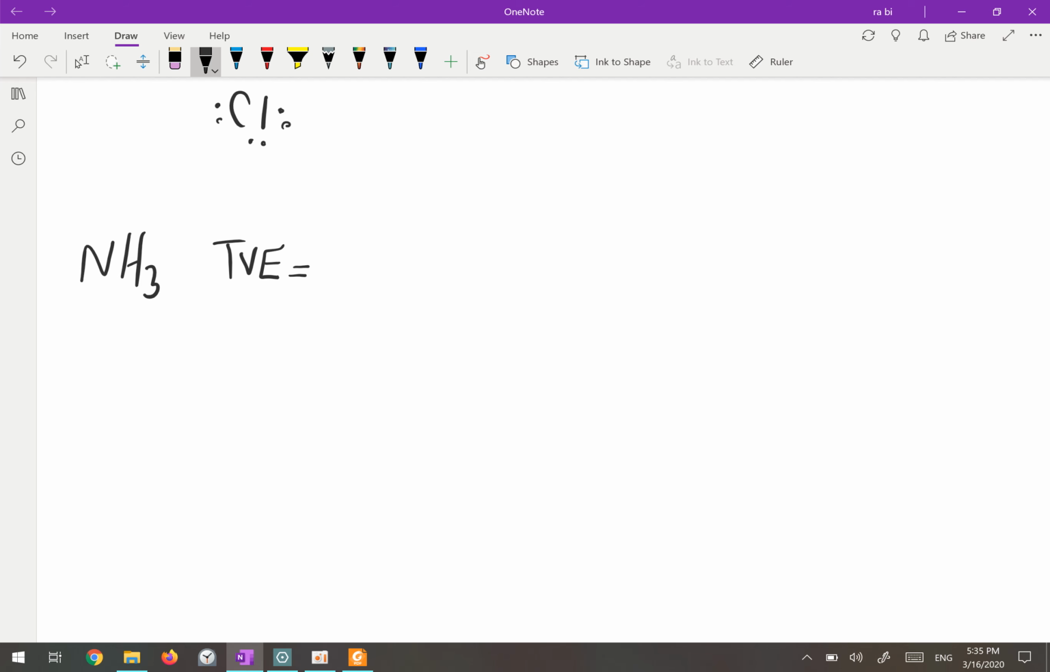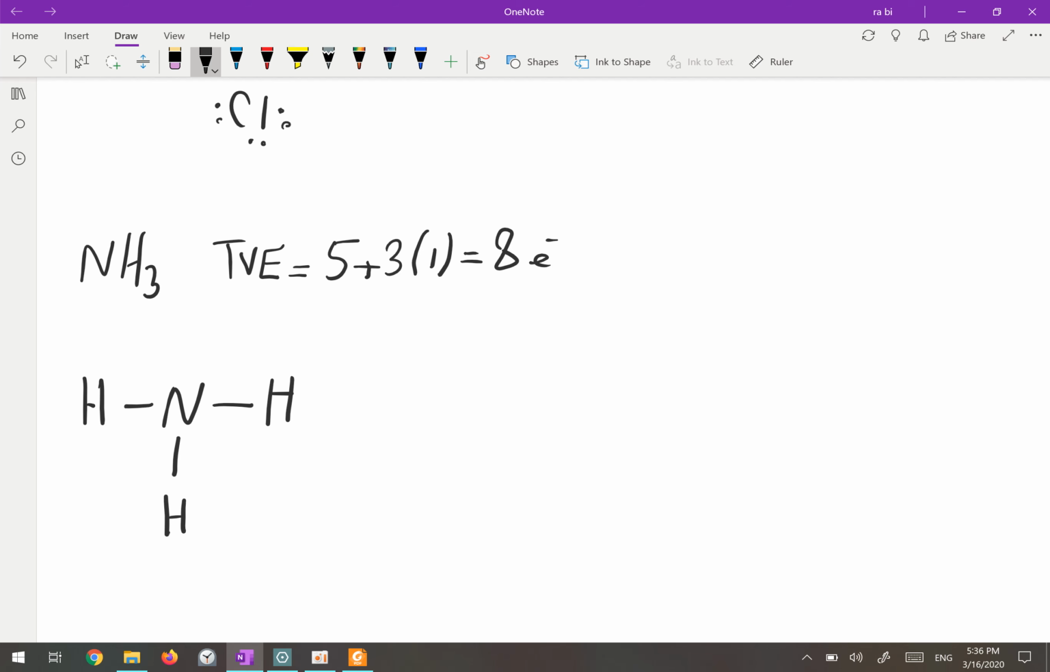Nitrogen is in group 15, so it has 5 valence electron. Plus you have 3 hydrogen, each one of them has 1 valence electron, so total valence electrons are 8. Hydrogen can never be in the center, so hydrogen is never the central atom. So that's why the central atom here is nitrogen. We put the single bond between the central atom and the rest of the atoms that we have. We have 3 hydrogens, so we put a single bond between the nitrogen and hydrogen.